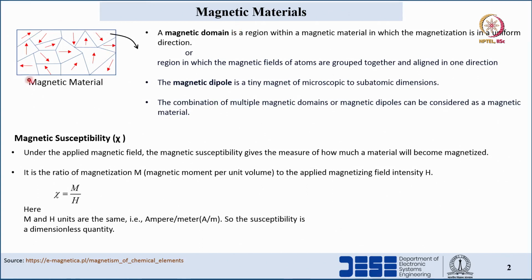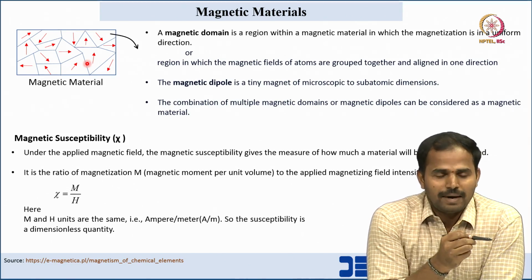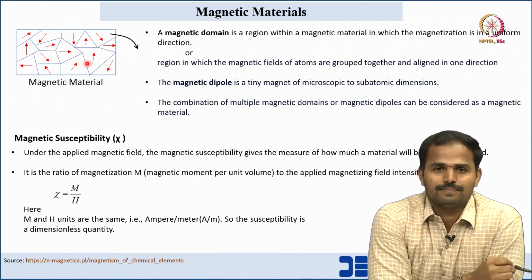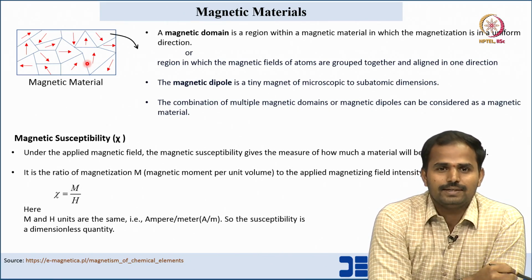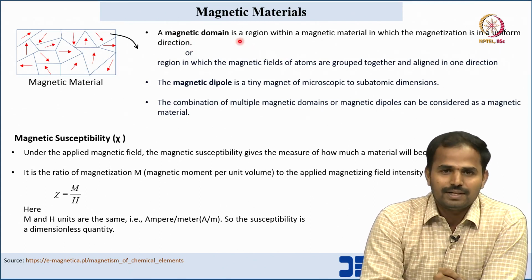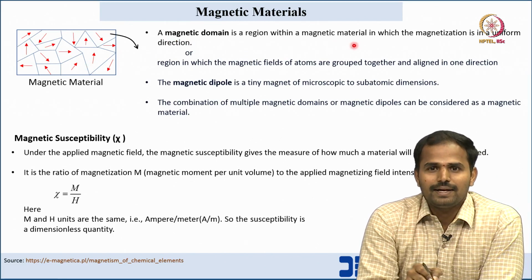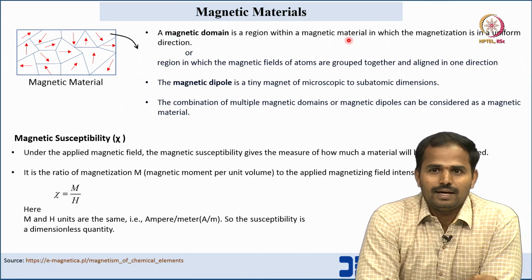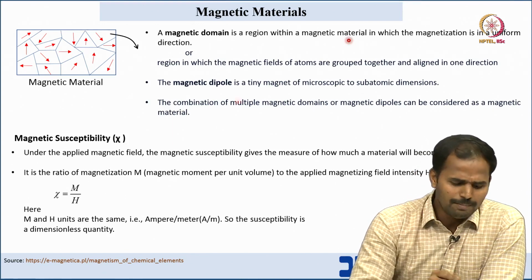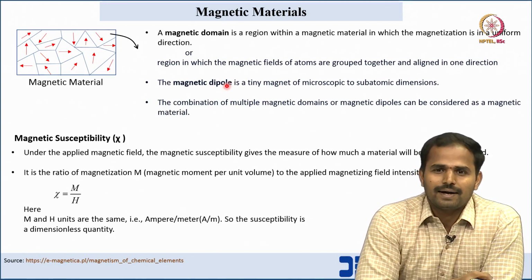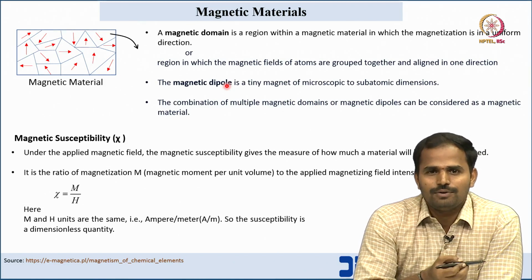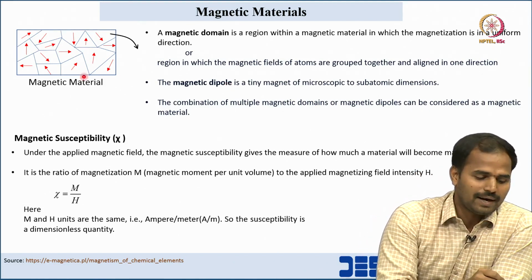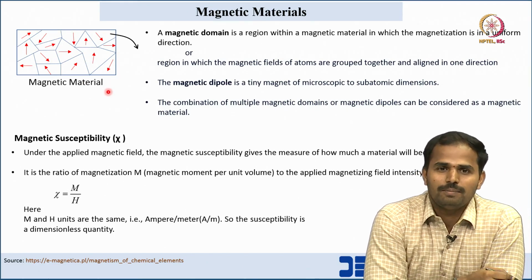If we consider a magnetic material, it is a combination of a huge number of atoms. Let us consider a set of atoms whose magnetic fields are aligned in one particular direction. That group of atoms we call a magnetic domain. The definition: it is a region within the magnetic material in which the magnetization is in a uniform direction. A magnetic dipole is a small or tiny magnet. It is a combination of a few magnetic domains, but a magnetic material consists of a huge number of magnetic domains.